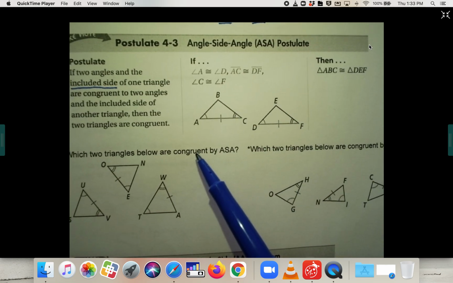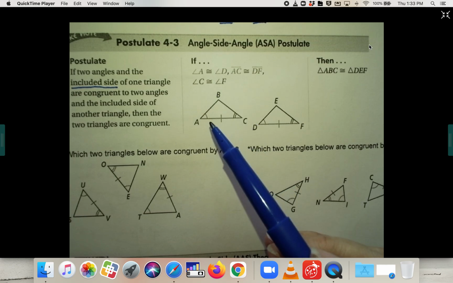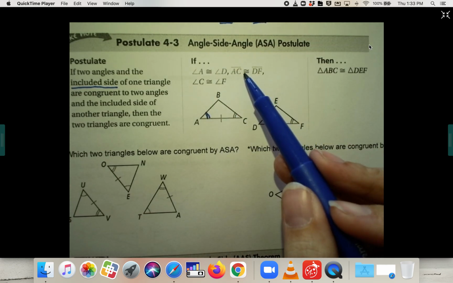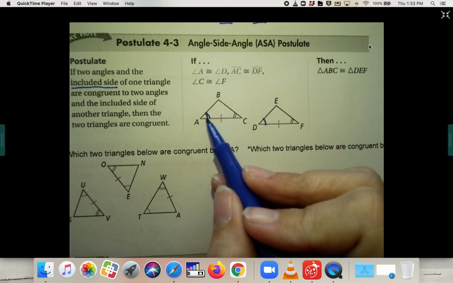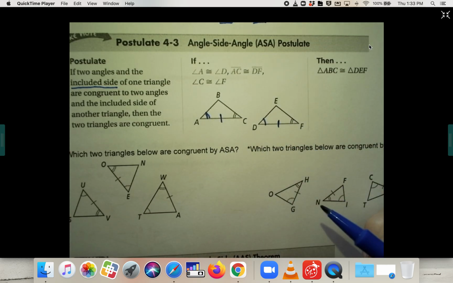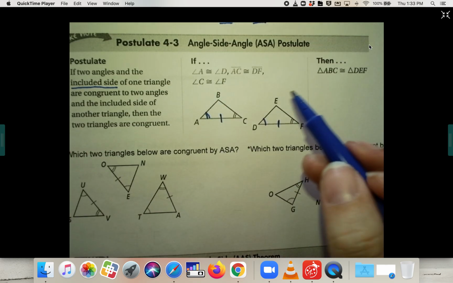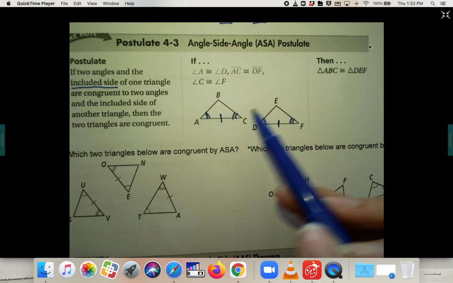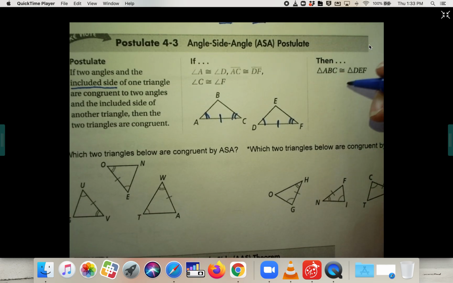All right, so what they're saying is if angle A is congruent to angle D, and if side AC is congruent to side DF, and if angle C is congruent to angle F, then we have angle, side, angle. So the triangles are congruent by angle, side, angle. So this would be the statement, and this would be the statement, and this would be the reason.